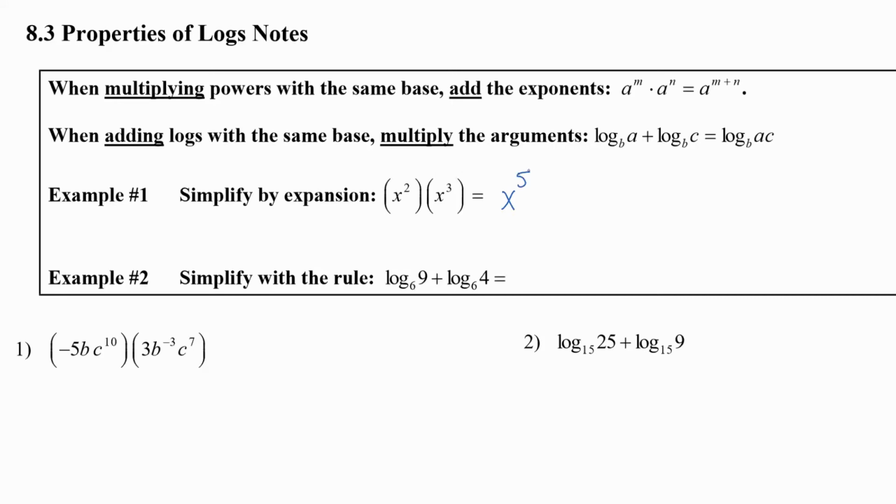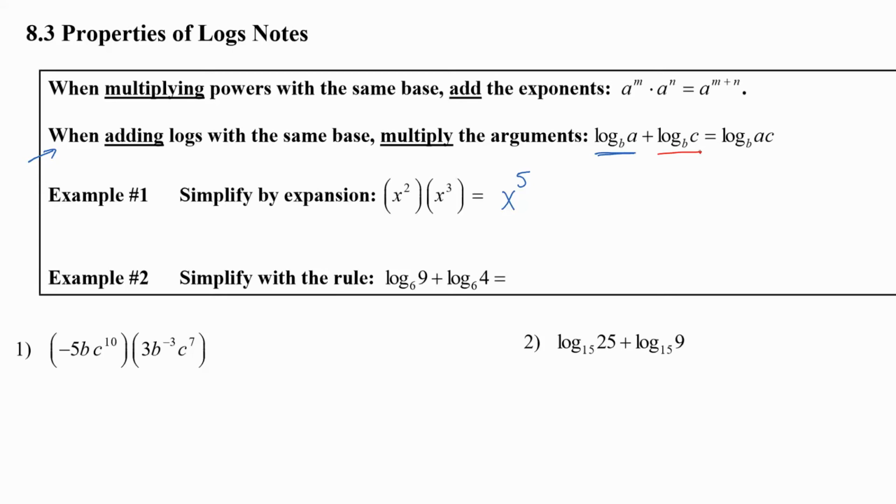Now, since log represents an exponent, we have some similar ideas behind these. So where it says when adding logs with the same base, multiply the arguments, we have the rule there. Log base b of a plus log base b of c is the same thing as log base b of a times c. And the reason behind that is that first log represents an exponent, and then we are adding another exponent. So you can think of it as under what condition are we adding exponents, and it's when we're multiplying powers. And so that's where that multiplication comes from.